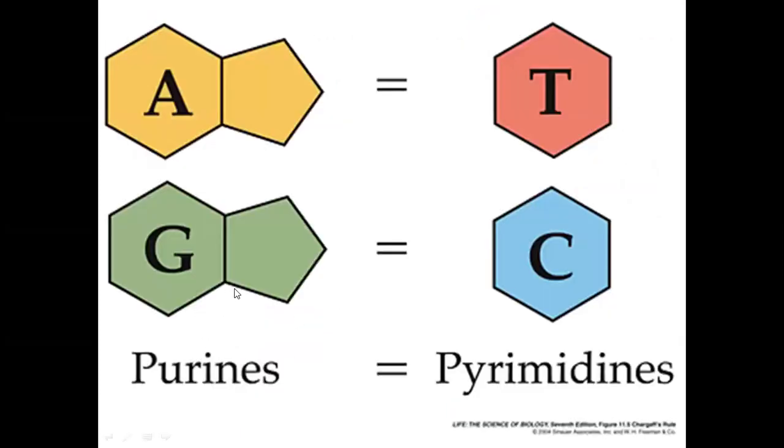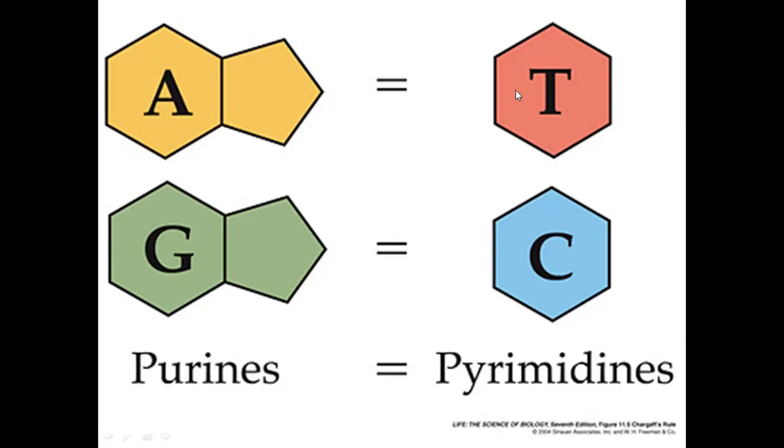And the third component of the polynucleotide chain is nitrogenous bases. There are four nitrogenous bases present in DNA. One is adenine, another one is guanine, third one is thymine, fourth one is cytosine. Adenine and guanine, both of these are called purines. Thymine and cytosine are called pyrimidines.